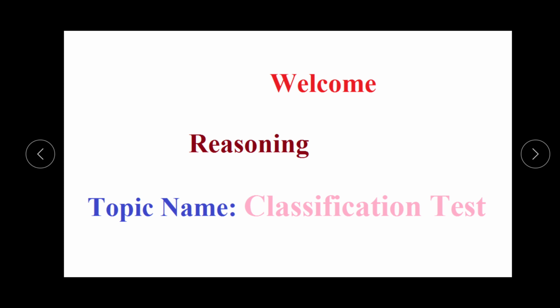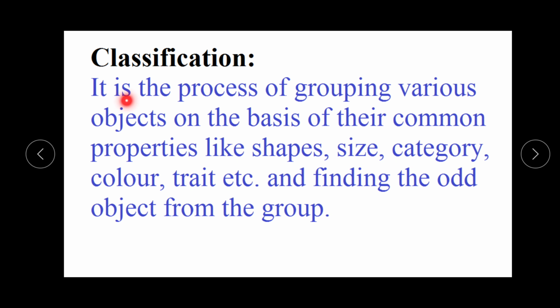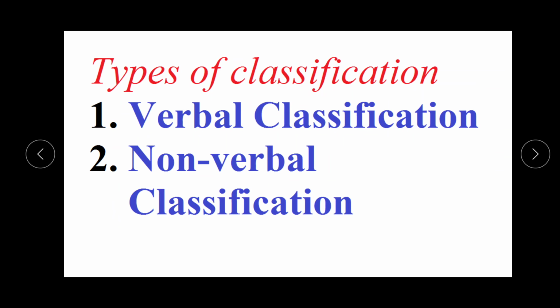Classification test means we will find out something odd from a group of words, a group of numbers, or a group of figures. Classification is the process of grouping various objects on the basis of their common properties like shape, size, category, color, trait, etc., and finding the odd object from the group.